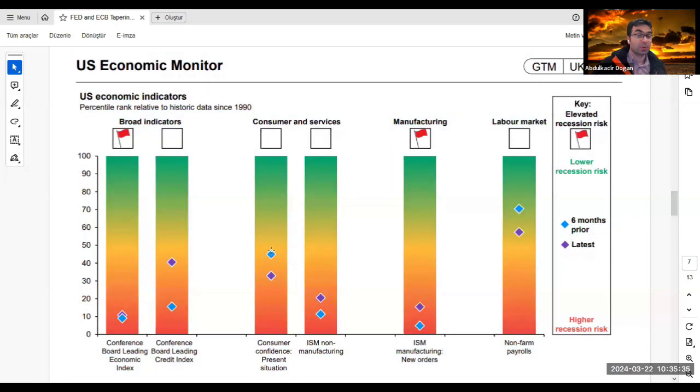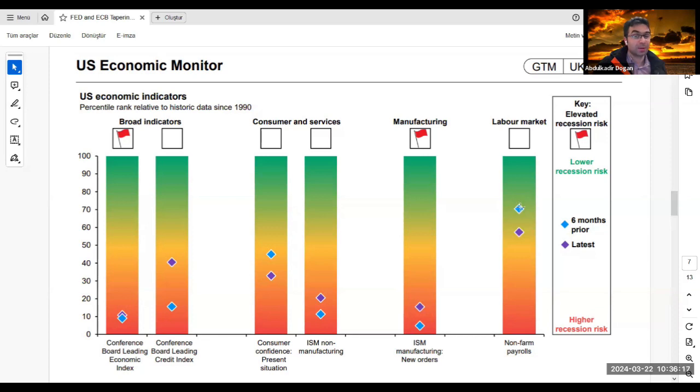For the consumer and services, consumer confidence 6 months ago was here, but now consumer confidence is decreasing in the United States. But when we look at the ISM non-manufacturing index, these leading indicators, normally we have the purchasing managers index, PMI, in the ISM manufacturing. If we speak about the non-manufacturing index, the latest is here, but 6 months ago we were here. So the non-manufacturing index in production is increasing as well. For the manufacturing side, it is the same. The manufacturing index 6 months ago was around just 10, but now it's around 20.